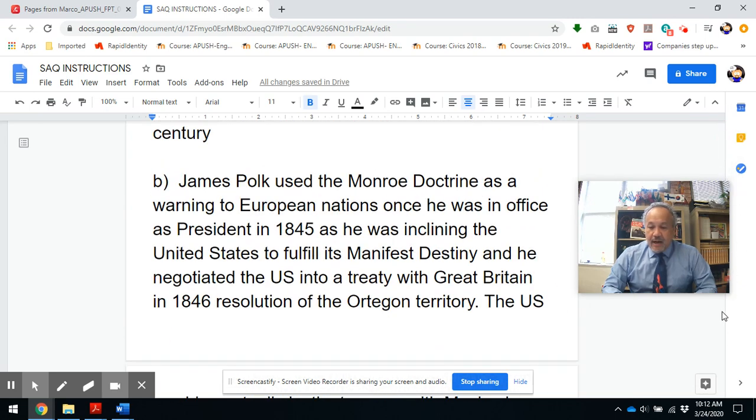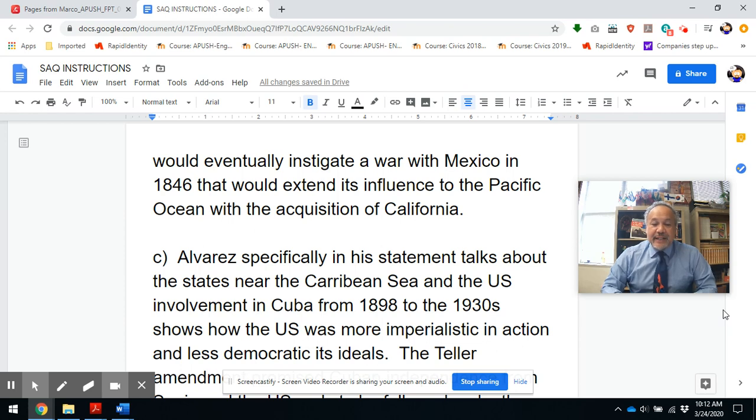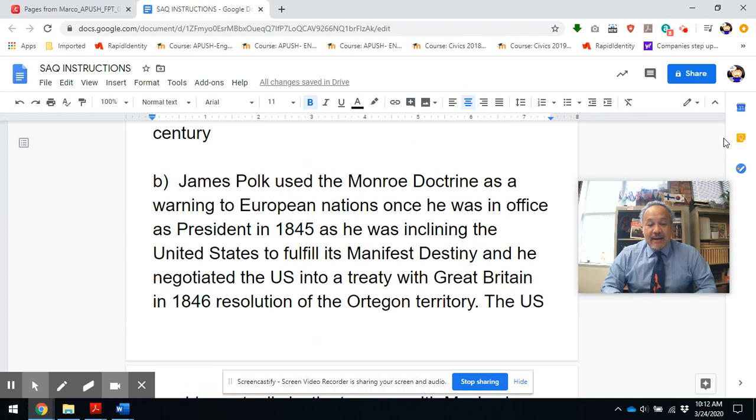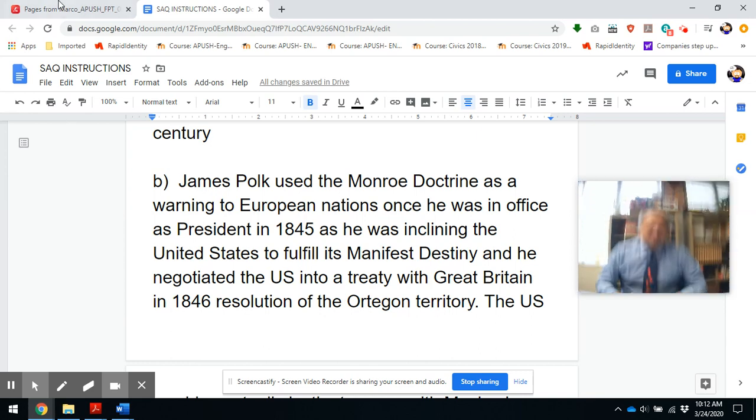So, it would eventually instigate a war with Mexico in 1846 that extended its influence to the Pacific Ocean with the acquisition of California. And that's him using the Monroe Doctrine. All right, good enough. Let's go.